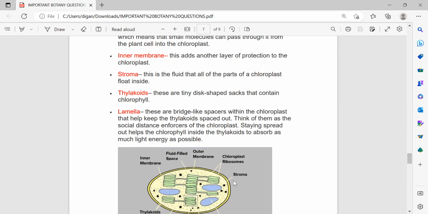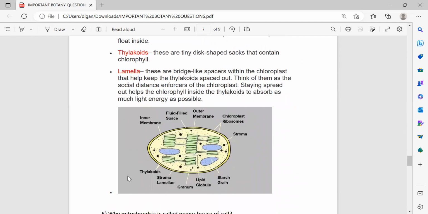So this is the diagram. This is the outer membrane, this is the inner membrane. Then fluid sac means in between both the membranes there is some fluid present, that is called fluid filled sac, and chloroplast ribosome. And these structures are called thylakoid, and this liquid is called stroma, and these are called stroma lamella.